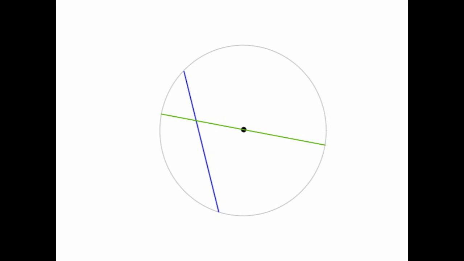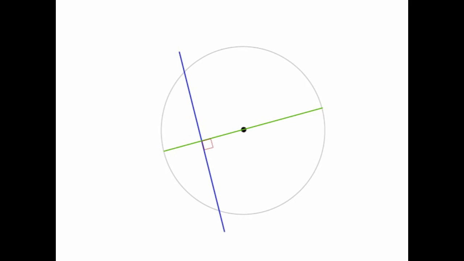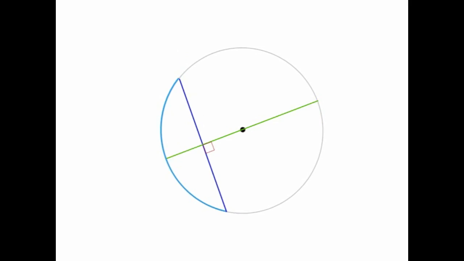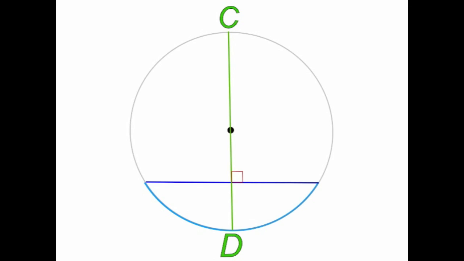If a diameter of a circle is perpendicular to a chord, then the diameter bisects the chord and its arc. Diameter CD is shown here perpendicular to chord AB. Therefore, it bisects AB into two equal halves, AZ and ZB. Diameter CD also bisects arc AB into congruent arcs AD and DB.